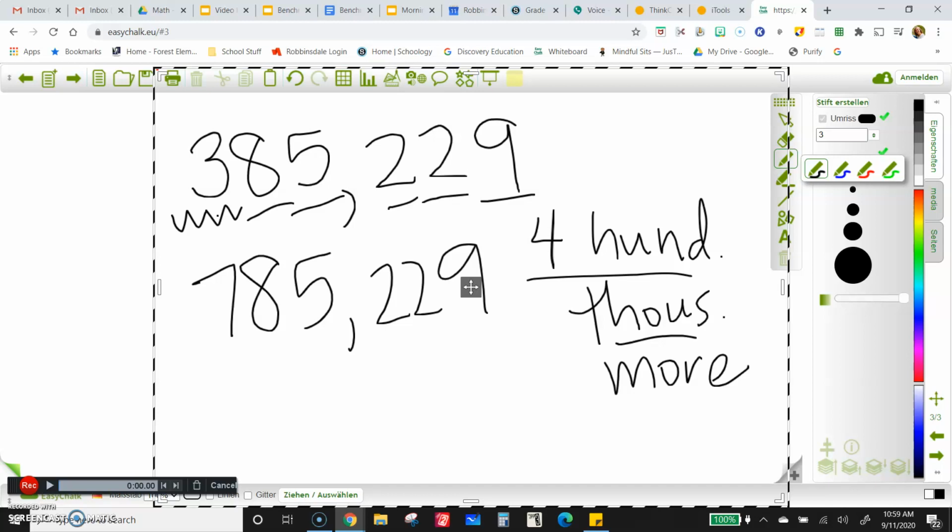Go ahead and go to your practice sheet and give this a try, and then go and take that exit slip and see how you do. Good luck!